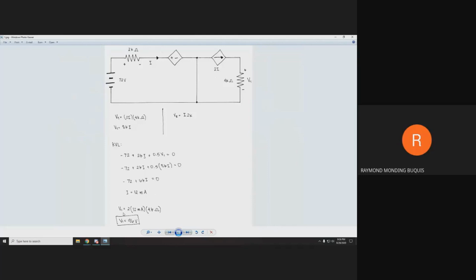As for V1, we can solve V1 using this equation. V1 is equal to 2 times I, where I is 12 milliamps. So 2 times 12 milliamps times 4K would be equal to 96 volts.